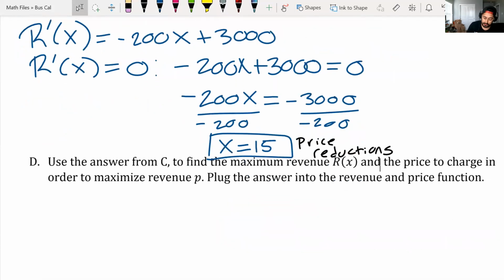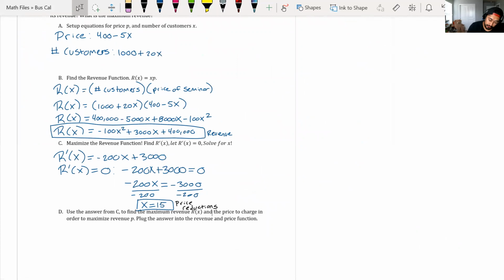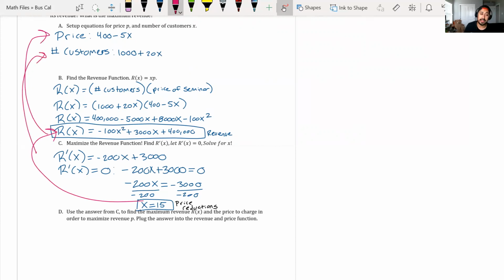So now it says, use the answer we just found. Use the answer 15. Plug it into the revenue function. So take this value of 15, plug it into revenue, and plug it into the price equation. We can even plug it into the number of customers to see how many people actually come. Why not? Let's plug it in all three. Let's see what happens. So that's what we're going to do. Okay.